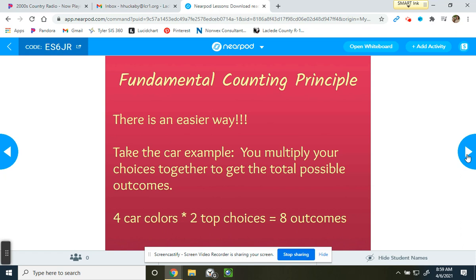Okay, so there's a much easier way than doing all those tree diagrams. It's called the fundamental counting principle, which sounds really complicated, but it's actually really, really easy. Take the car example, the one with convertible or hardtop. All you have to do is multiply your choices together to get the total possible outcomes. So we had 4 car colors and 2 top choices. So 4 times 2 gives me 8 outcomes.